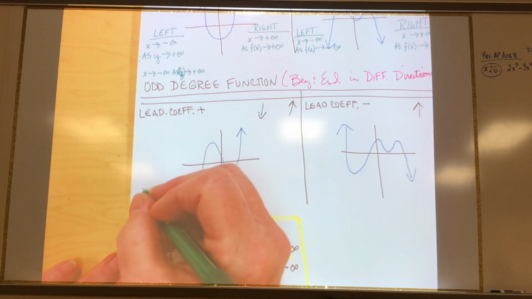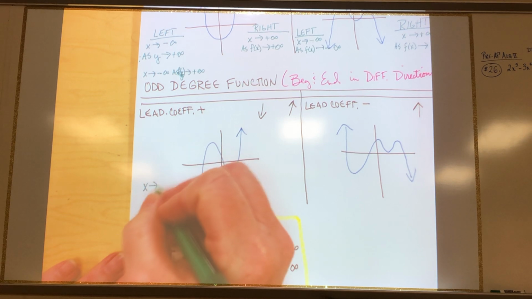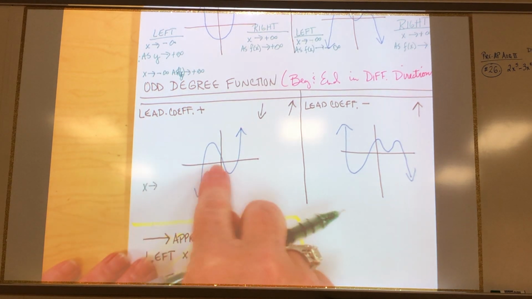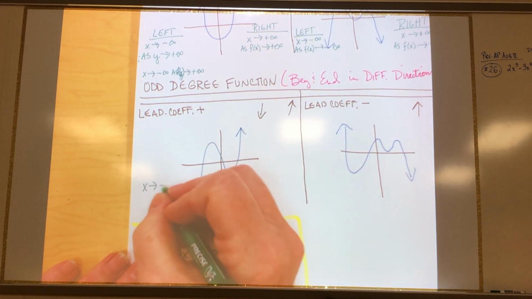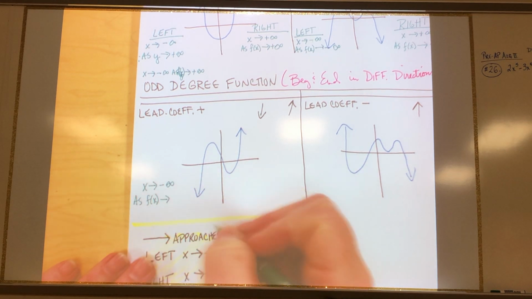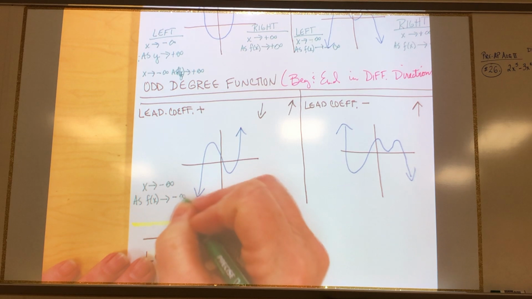X approaches negative infinity as f of x approaches, it's going down, negative infinity. You do the right.